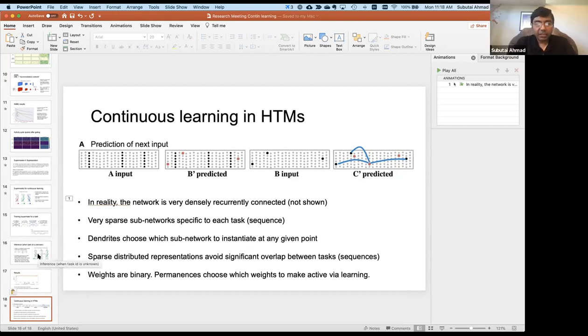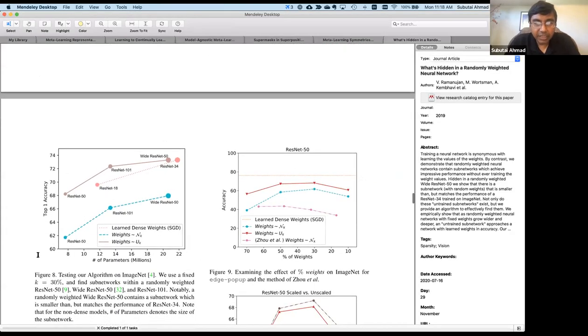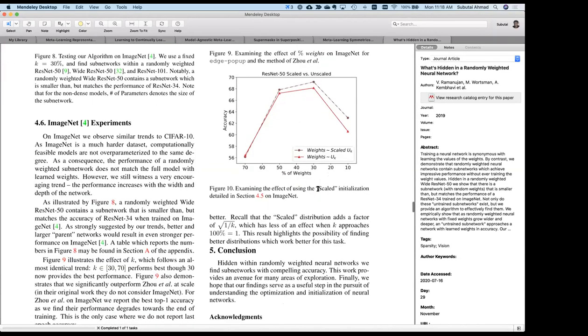So 50%, I think, is what they find. So here's the percentage of weights that are on. This is for ImageNet. 50%, or 50 to 30%, is the sweet spot for them. But that's from the other paper. So supermask, just using that here.